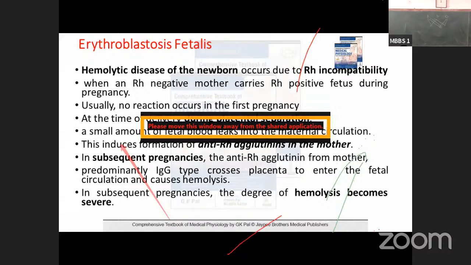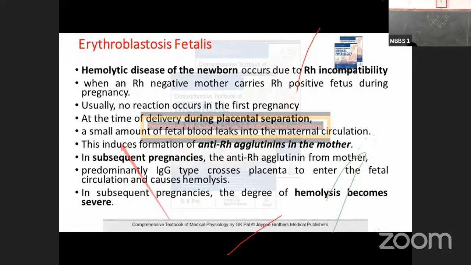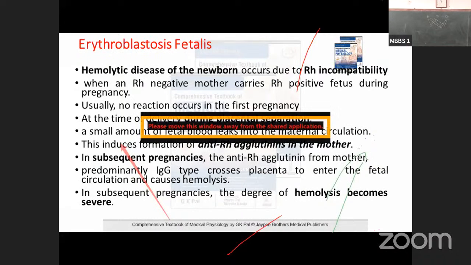Erythroblastosis fetalis is a hemolytic disease in the newborn due to Rh incompatibility. When an Rh negative mother carries an Rh positive fetus, there is usually no reaction during the first pregnancy. At the time of placental separation, a small amount of fetal blood leaks into the maternal circulation and induces formation of anti-Rh agglutinins. That is, there is Rh antibody formation in the mother.